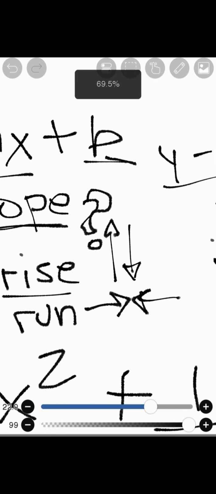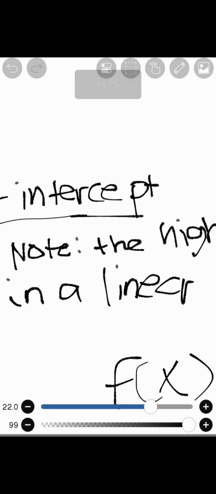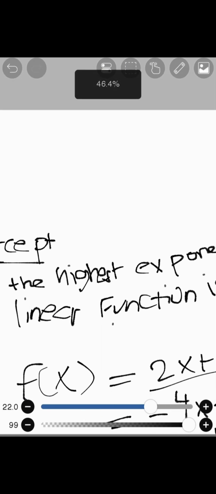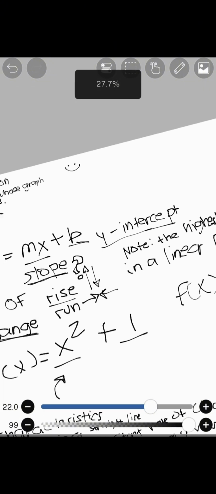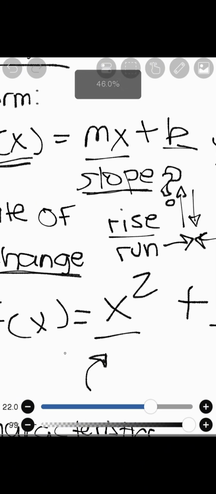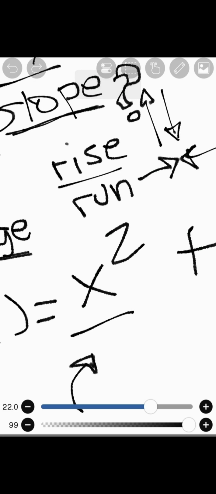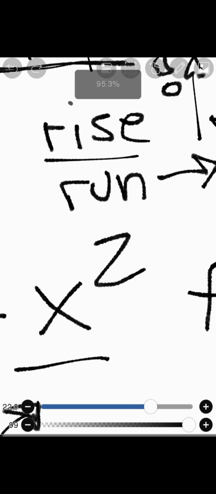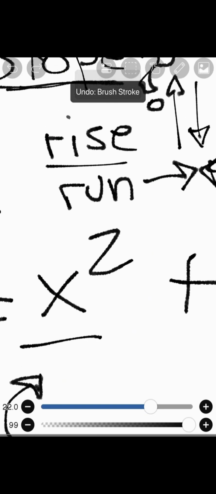One important thing to note about linear functions is that the highest exponent in a linear function is 1. So let's say we have this example. Well, you can tell just by looking at the equation that this is not a linear function because the exponent of our slope is 2, and as said, the highest exponent should only be 1.